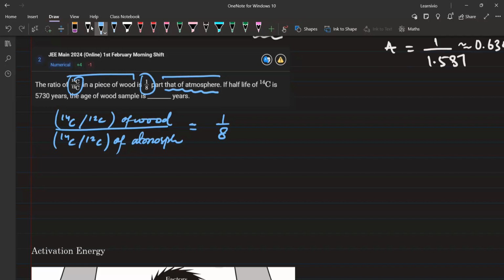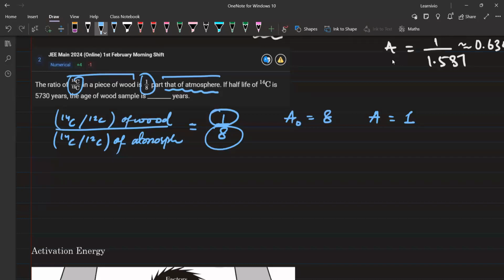The information that we are getting is, see, the carbon 12 does not disintegrate. So whether it is in the wood or in the atmosphere, it will be the same. What we are understanding is, if 8 parts of carbon 14 are in the atmosphere, right now only 1 part is remaining in the wood. Initially, how much would the wood have? 8, right? So we can say that A0 is equal to 8 and the remaining A is equal to 1. That is the only information this equation and this line were giving you.